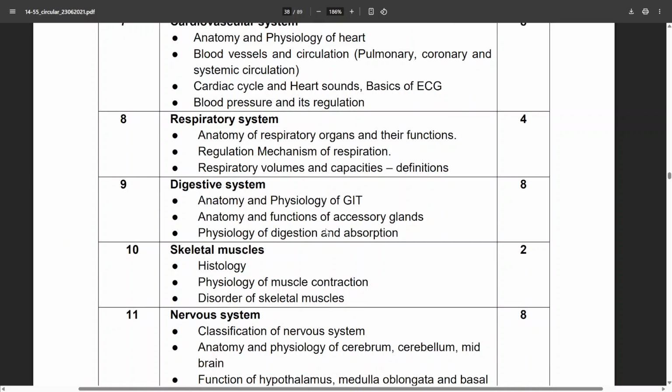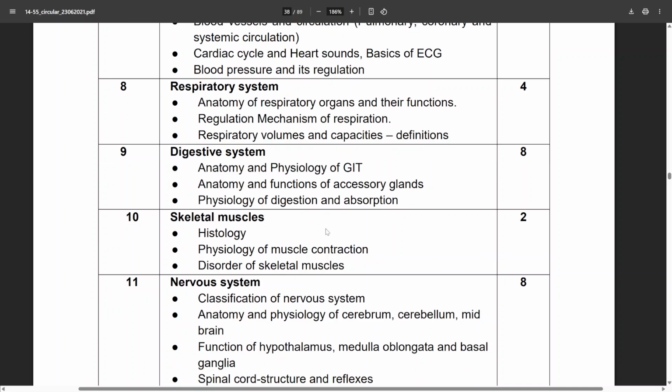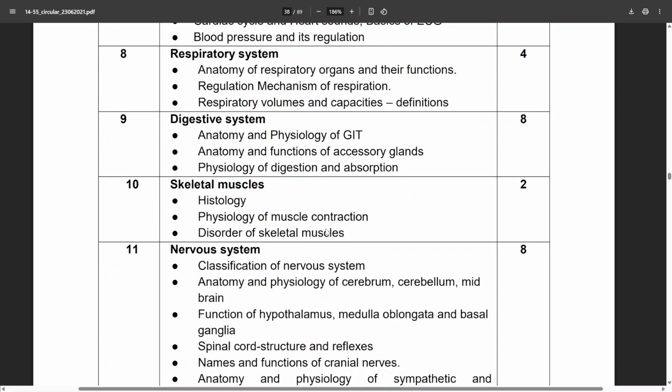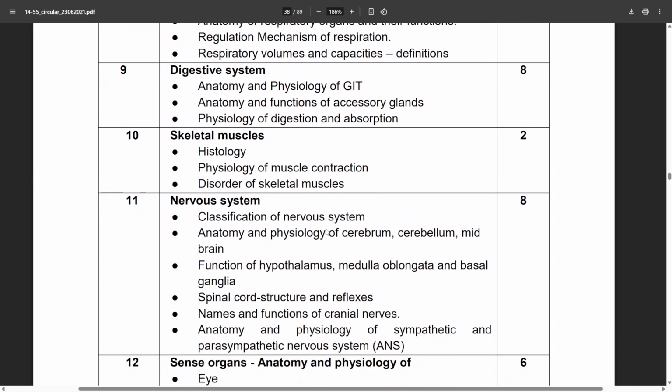8. Respiratory system: anatomy of respiratory organs and their functions, regulation and mechanism of respiration, respiratory volumes and capacities, definitions. 9. Digestive system: anatomy and physiology of gastrointestinal tract, that is GIT, anatomy and functions of accessory glands, physiology of digestion and absorption. 10. Skeletal muscles: histology, physiology of muscle contraction, disorders of skeletal muscles.